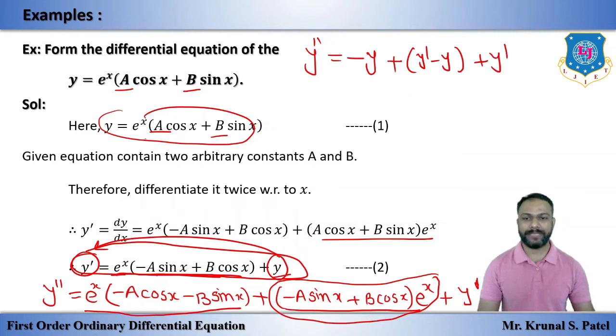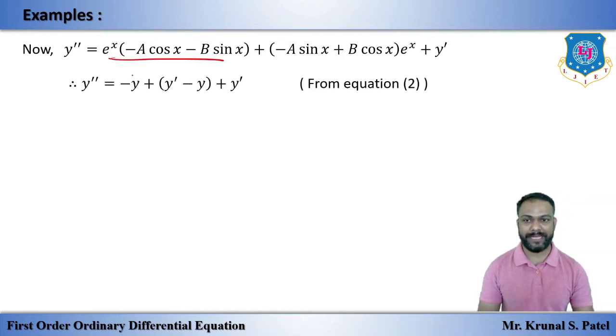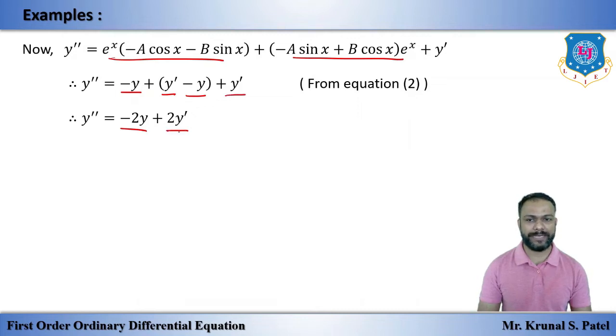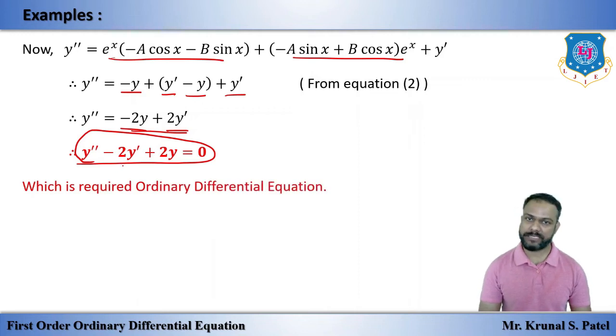So this is the derivative, and we will put the value of this by taking minus outside and using equation number 2. Now by simplifying, minus y becomes minus 2y, and y dash becomes 2y dash. By taking these two terms on the left hand side, we have the equation of ODE second order, which is our required ordinary differential equation.